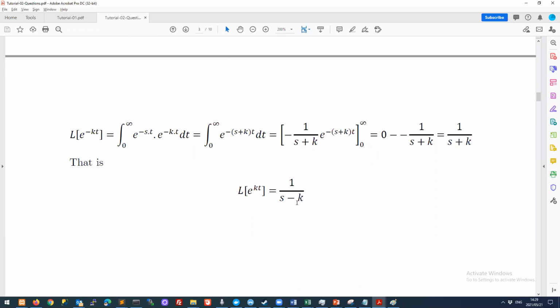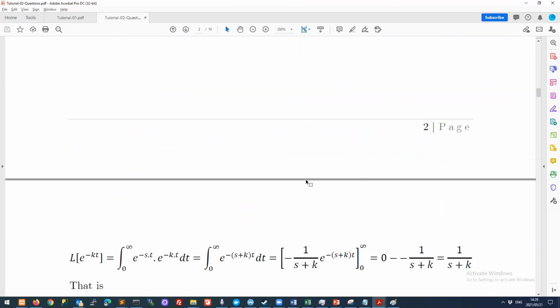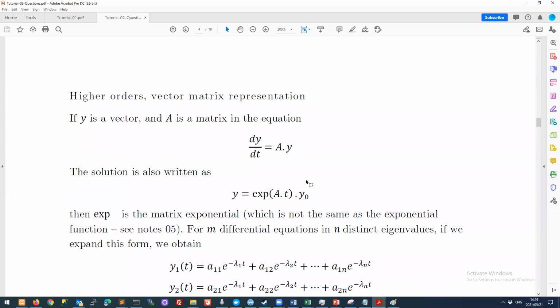Here is just a reminder, we did this last time. The Laplace transform of the exponential function. You can show that it's equal to what we just showed. Okay, so now we've talked about a single equation, dy/dt is a times y.